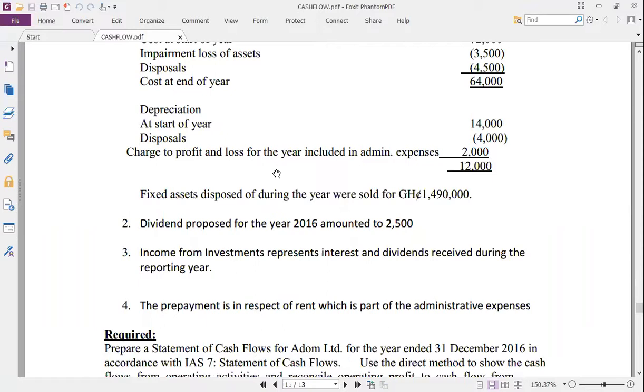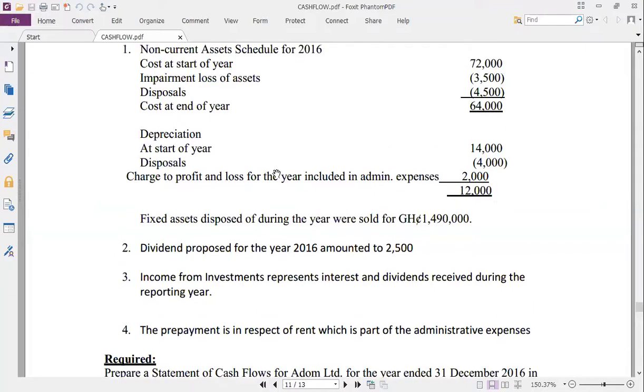Now, note 3 says that income from investment represents interest and dividend received during the year. I like the word received. Once it is received, there's money movement. They have received the money. So I can put it under the investing activity. So let's go and see it. Income from investment represents interest and dividend received.